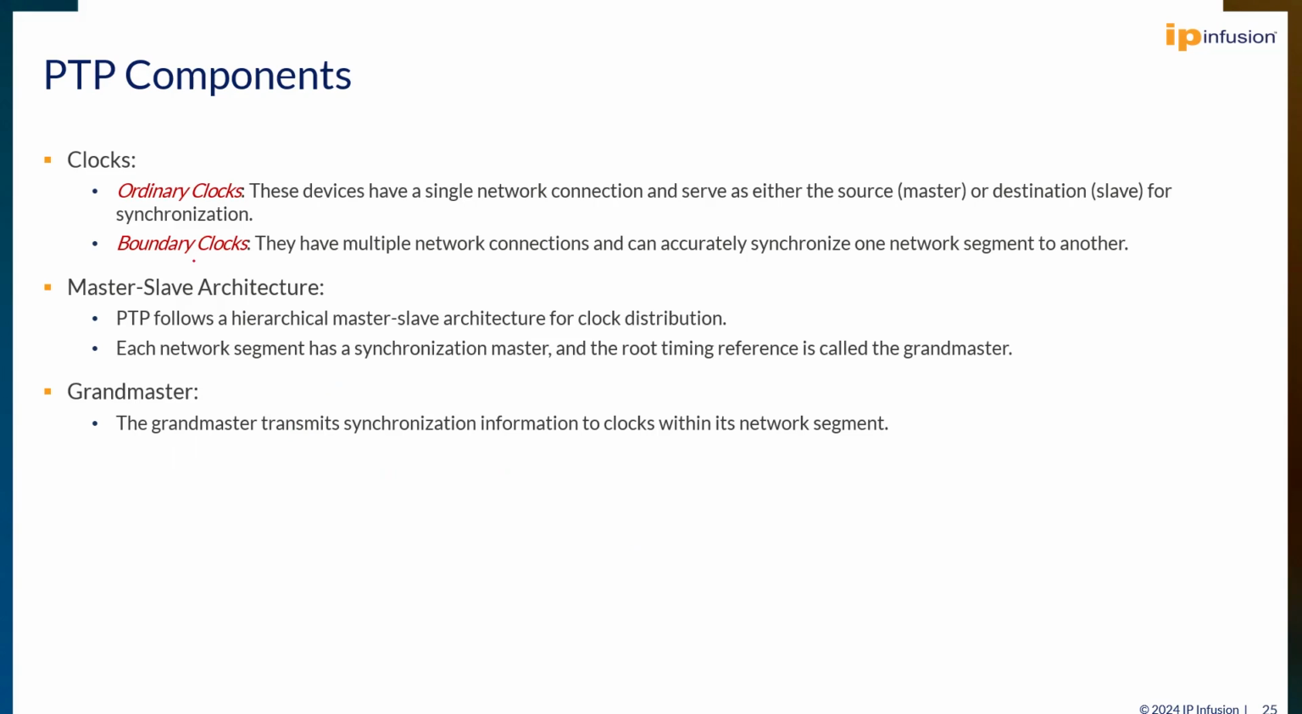We can have different types of clocks, of course. And there is a master-slave architecture. One of the most important components is going to be the grandmaster. Grandmaster is going to be the top device in the network, which is going to be the source of timing for others. Like I said, we have ordinary devices, ordinary clocks.